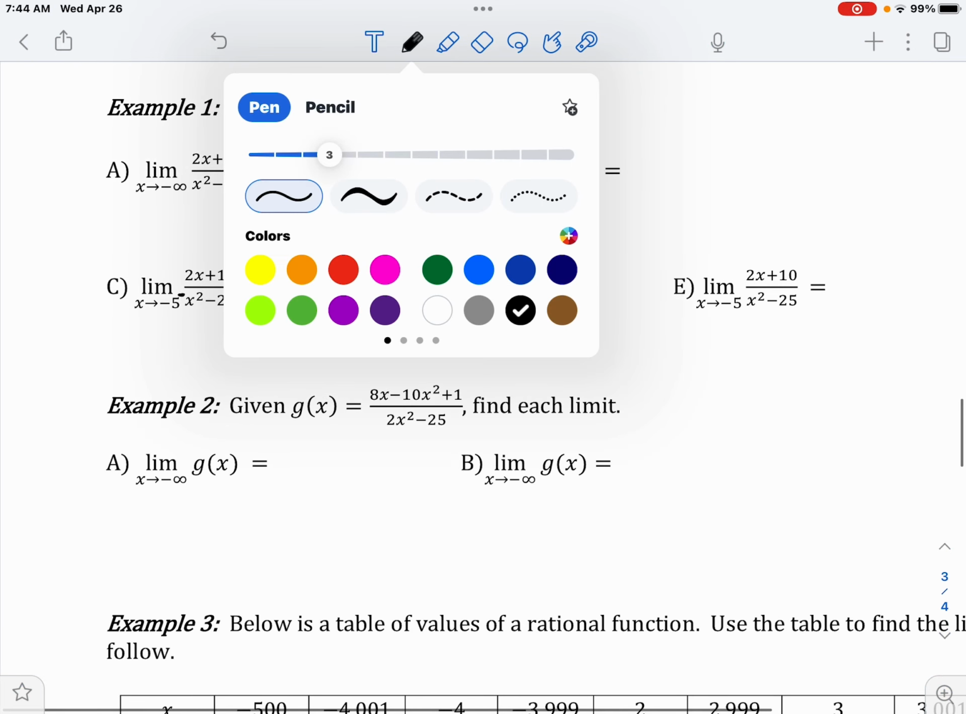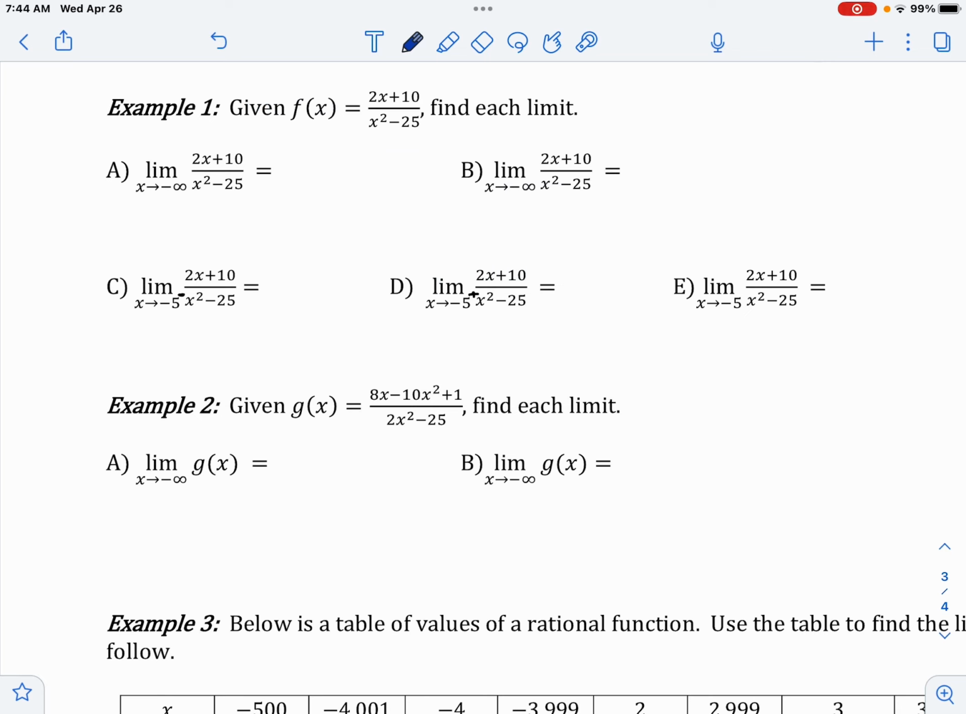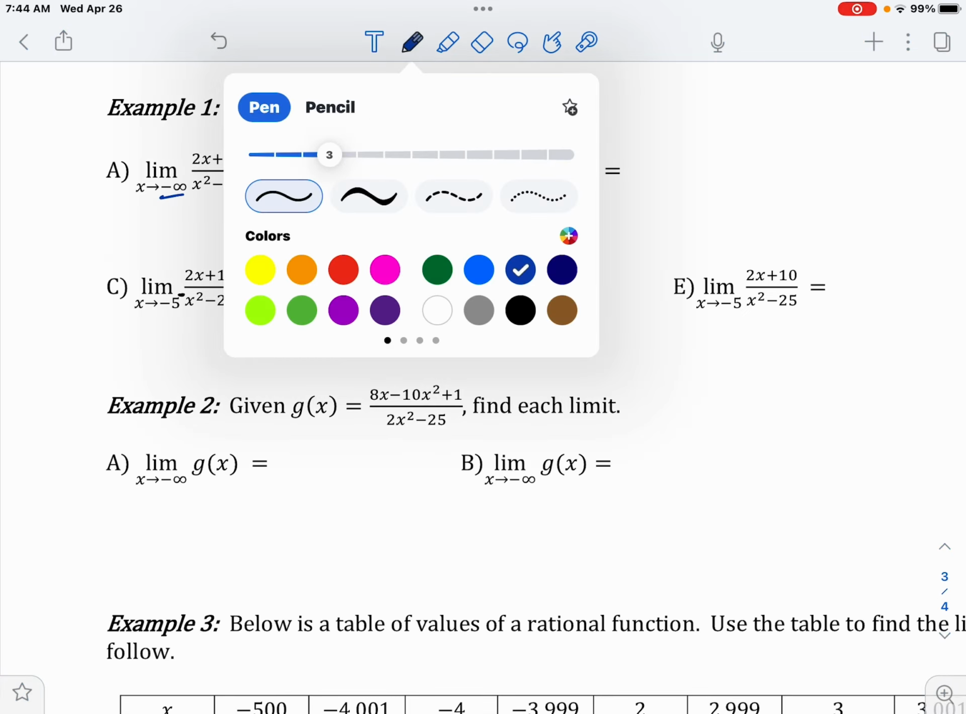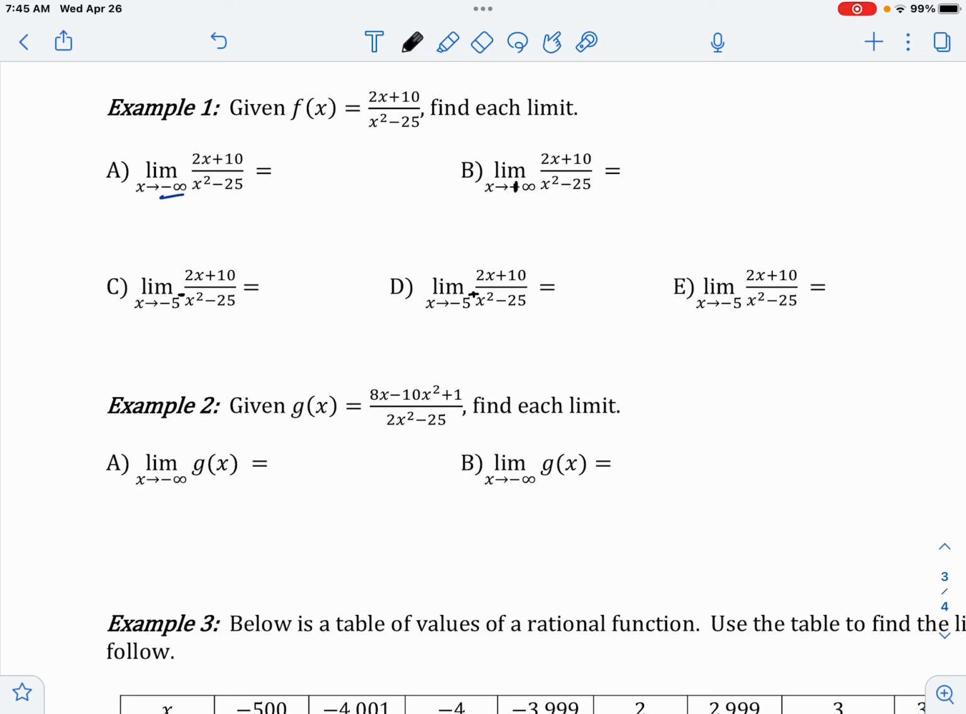Okay, all right, so now we're gonna do this example 1. It says, given this function, find each limit. So first off, we wanna find the end behavior. X approaches negative infinity, x approaches, that's another typo, positive infinity, I didn't notice. Okay, so I'll fix those before I upload them. This is a positive infinity. Okay, so I want to find those limits.